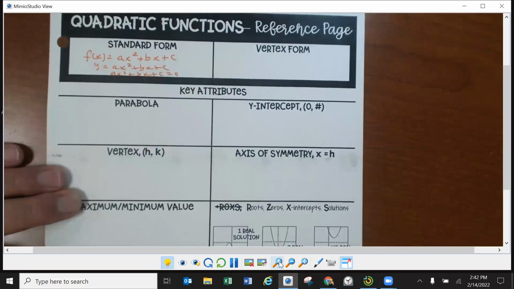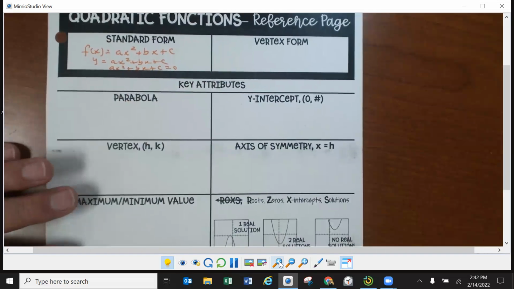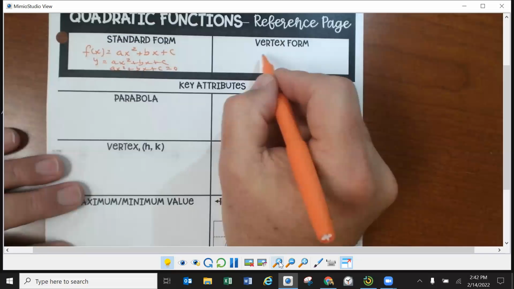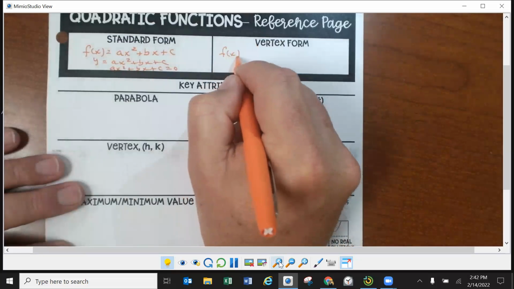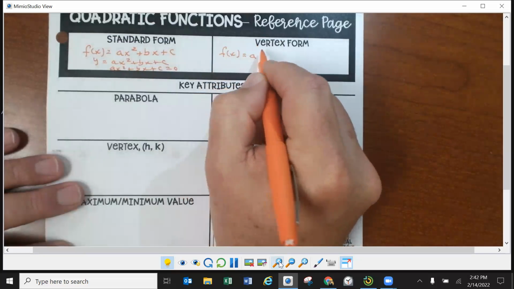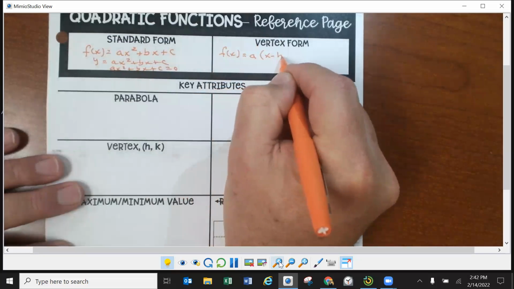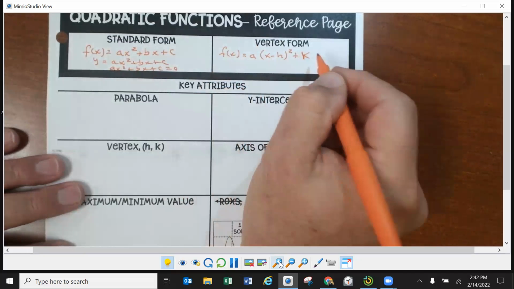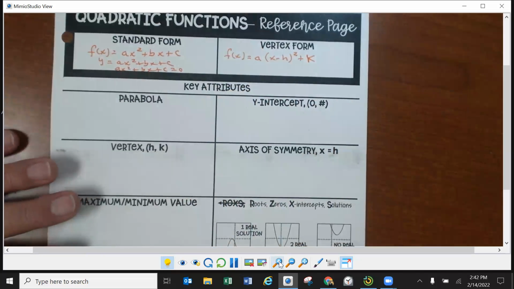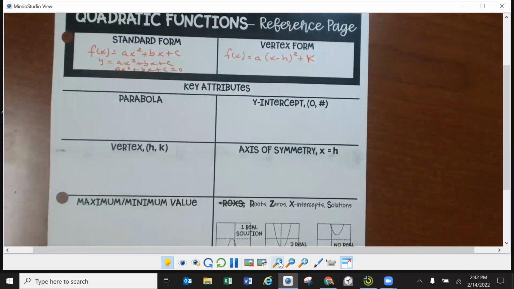Okay, all three of those are acceptable, and so just to kind of give you the vertex form. All right, the vertex form, which we're going to discuss later, is f of x equals a times x minus h squared plus k. All right, so there we go right there. So what are the key attributes? That means key features basically.